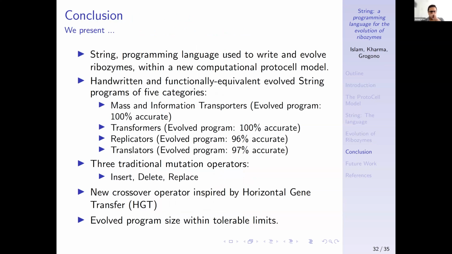So in conclusion, we present a programming language, string. We can use the language to write and evolve ribozymes in a new computational protocell model. We provide handwritten and functionally equivalent evolved string programs of 5 different categories of ribozymes. And we did the evolution using 3 separate mutation operators and a new crossover operator. And the programs that were evolved are within tolerable limits.